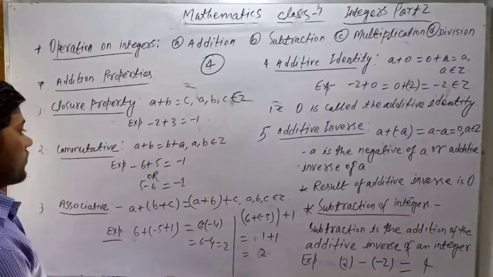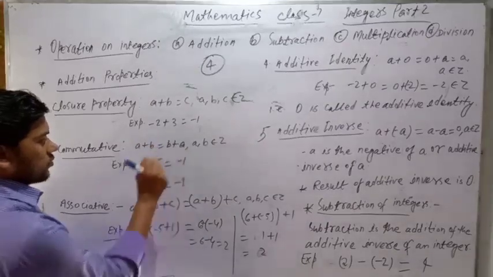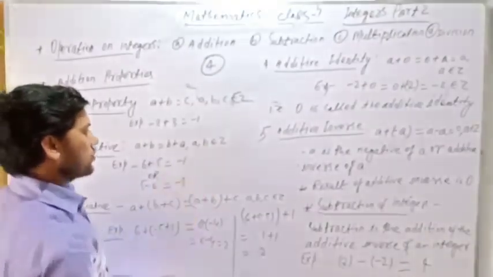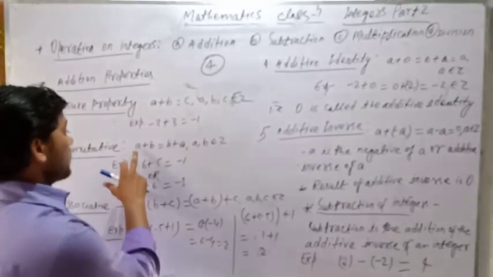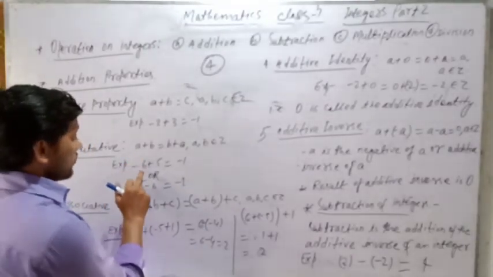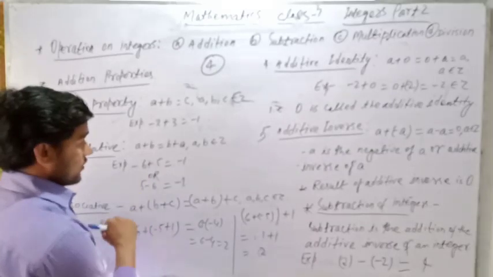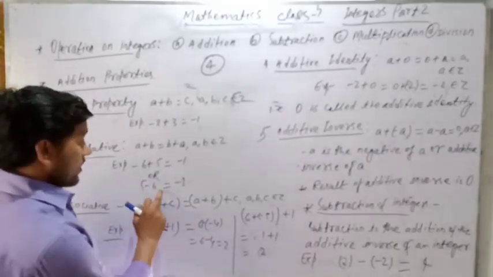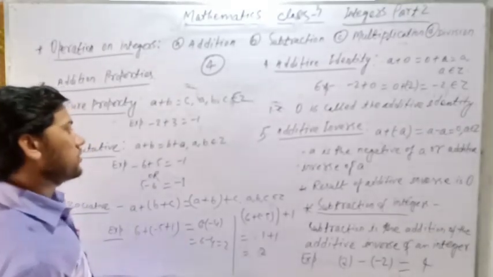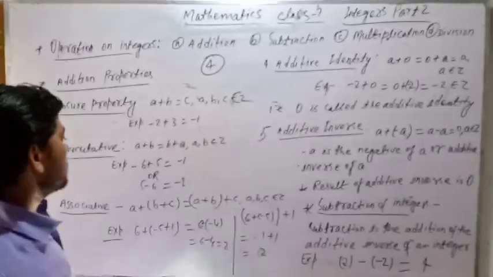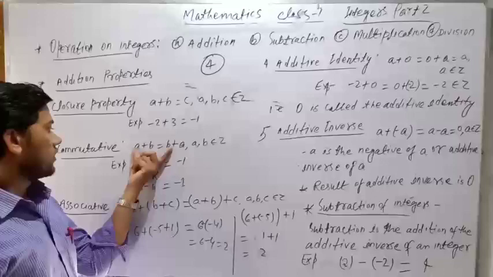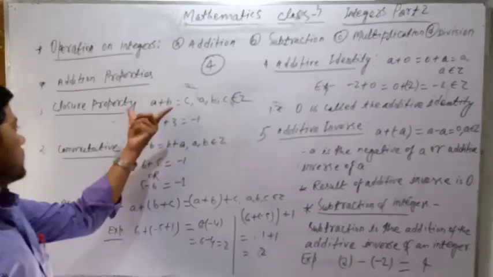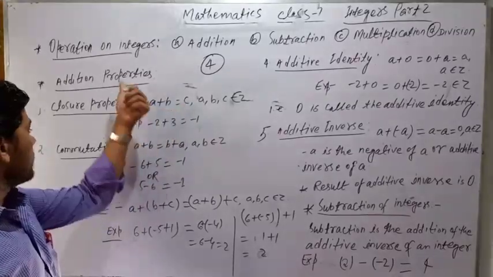Commutative property: a plus b is equal to b plus a, where a, b belong to Z. As for example, minus 6 plus 5 is equal to minus 1, or 5 minus 6 is equal to minus 1. It means integers are closed under commutative property with addition. Integers are closed under addition.